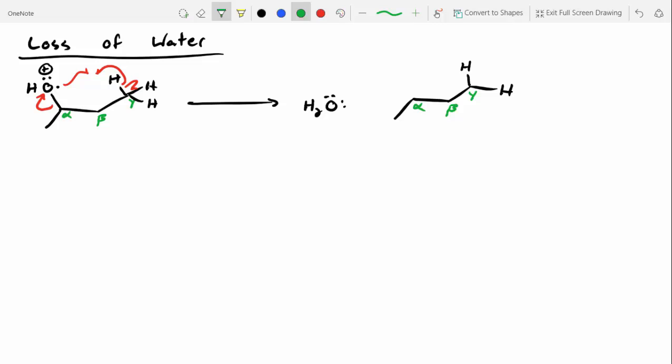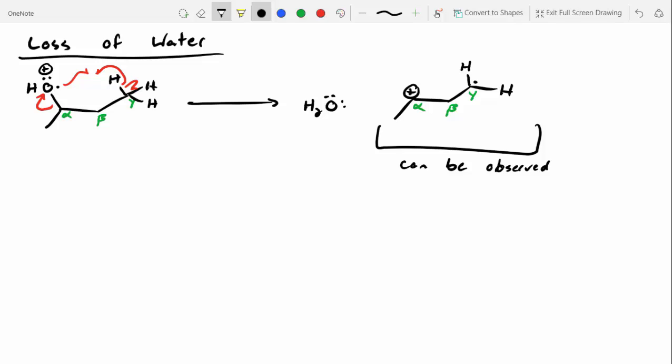What should be at the alpha position now? A positive charge, right? Because it lost that sigma bond that used to be attached there. We moved both electrons. And then what about the gamma position? Yeah, just a radical. It got one electron. So this can be observed by mass spec.